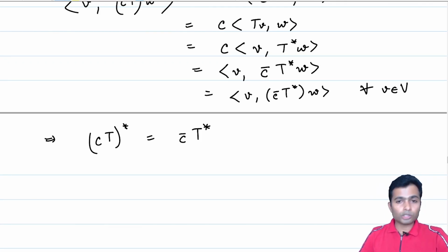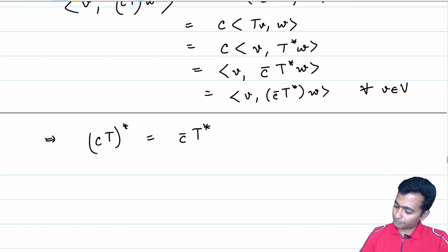So, this is actually conjugate linear. That's what we can conclude about the map from L(V, W) to L(W, V), which sends T to T star.